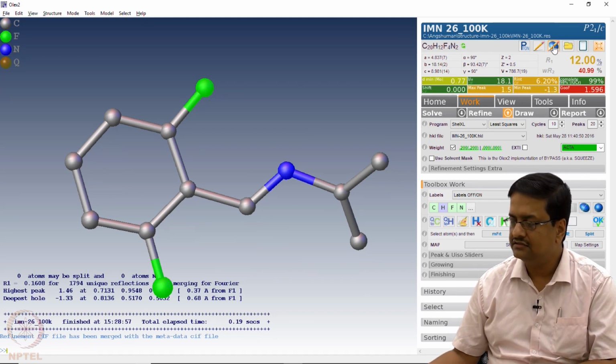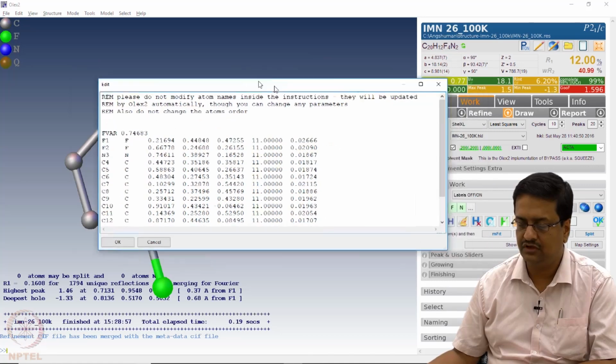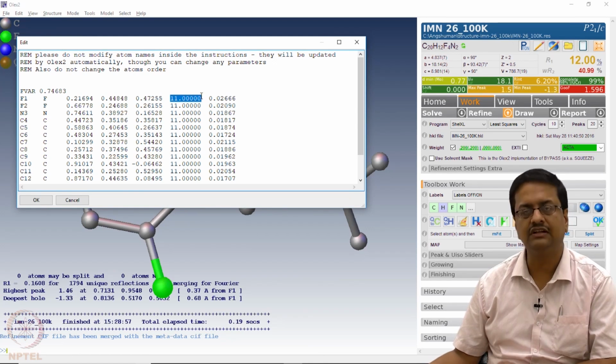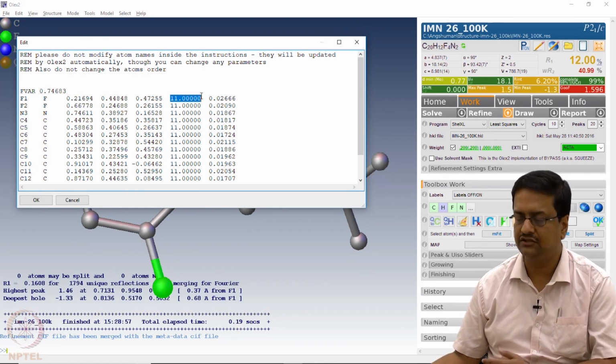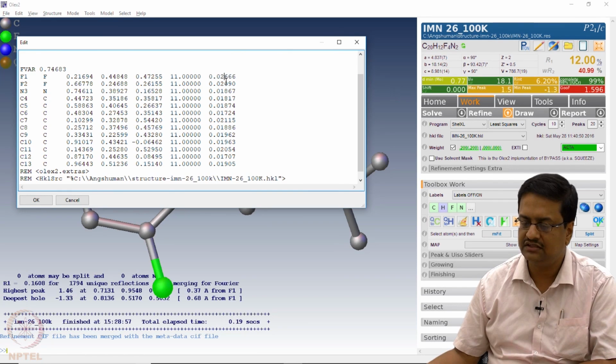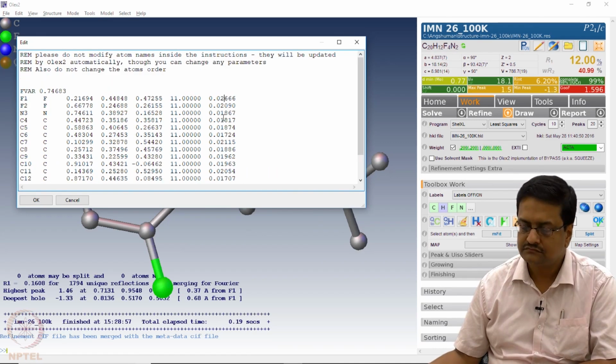So, if I look at these atoms in terms of their coordinates, what we see are the fractional coordinates x by a, y by b, z by c. This parameter 11 indicates that the atoms are all occupancy 1. Then this parameter indicates the isotropic thermal parameter. So, this isotropic thermal parameter for all the light atoms is very similar. You can see that these are 0.26, 20, 18, 18, 02 and so on.